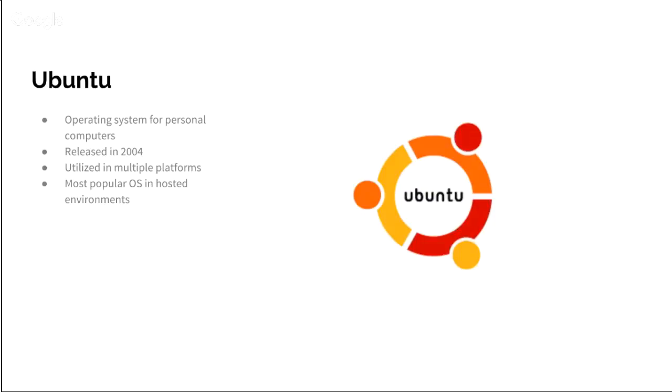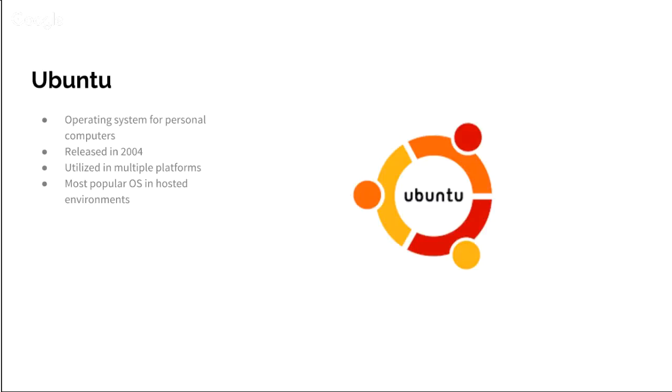The last example I have for you is Ubuntu. Ubuntu is a Linux-based operating system for personal computers that was released in 2004 by Canonical. Since its release, it has also become a software that is utilized in tablets and smartphones through its variation known as Ubuntu Touch. It is also utilized in network servers as their operating system.